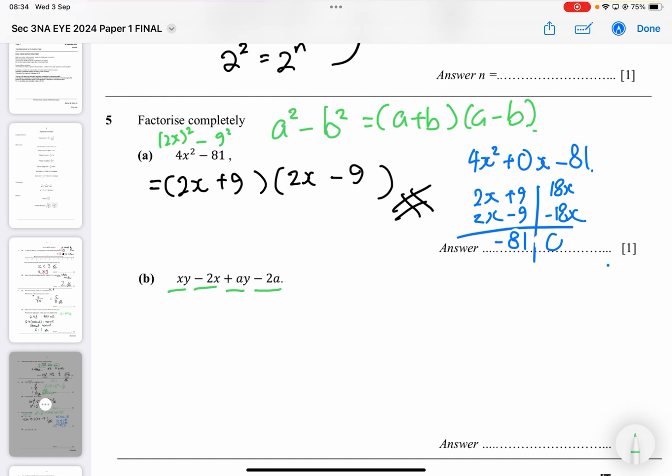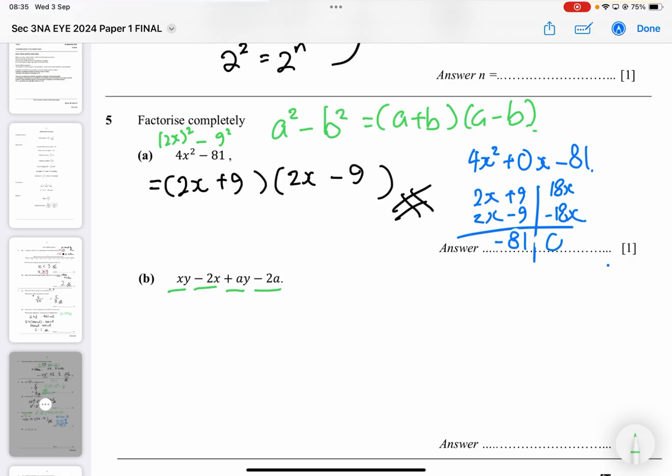This one you all must know. Terms is the word to describe things that are separated by plus and minus. xy itself is actually plus xy. So I have plus xy, minus 2x, plus ay, minus 2a. If there is a common factor among the 4, I will always first take out the common factor. Let's say everything can be divided by 2, I will take out 2 first. That is always the very first step.